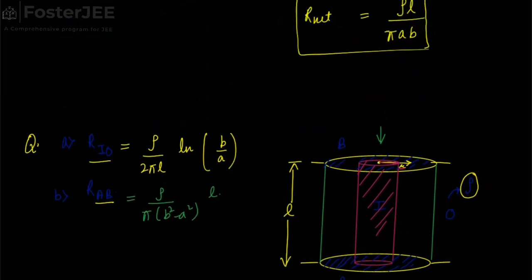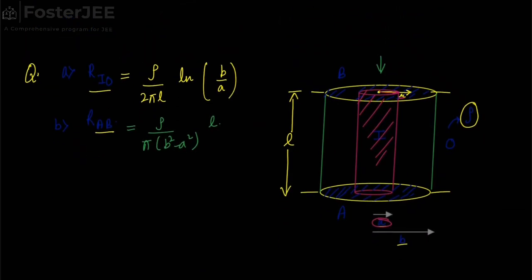So in this way, we can see that the resistance is dependent upon the geometry chosen and also how the charge is being flown. Now we will start our new topic, which is electromotive force, also called EMF.